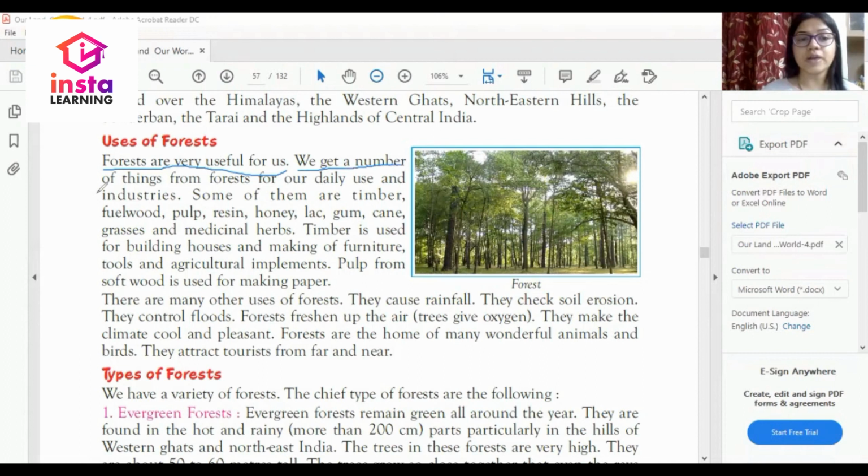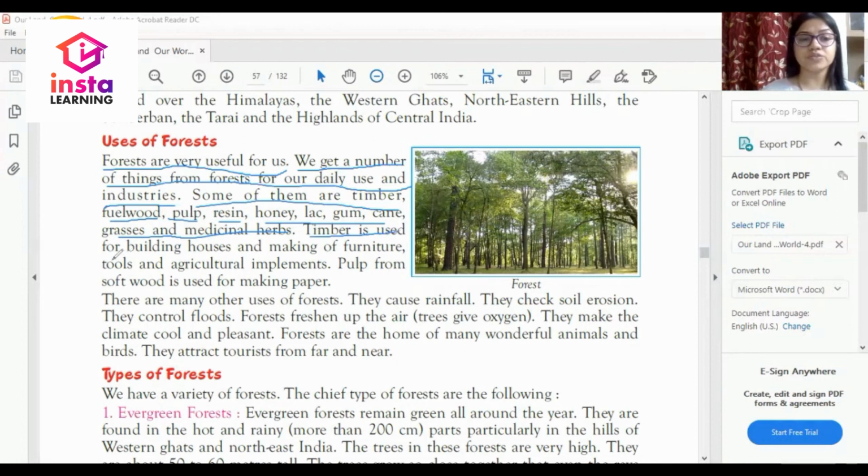We get a number of things from forest for our daily use and industry. हमें अपने डेली यूज के लिए और इंडस्ट्रीज के लिए फॉरेस्ट की जरूरत होती है. Some of them are timber, fuelwood, pulp, resin, honey, lac, gum, cane, grasses and medicinal herbs. कहाँ से हमें मिलते हैं? सारे फॉरेस्ट से हमें मिलते हैं.